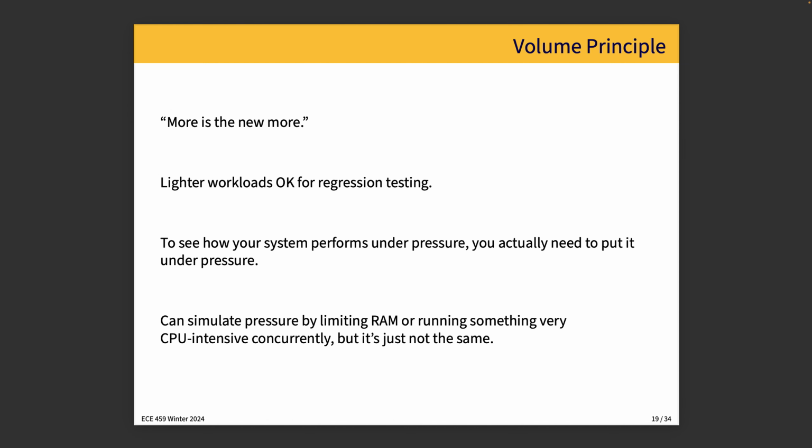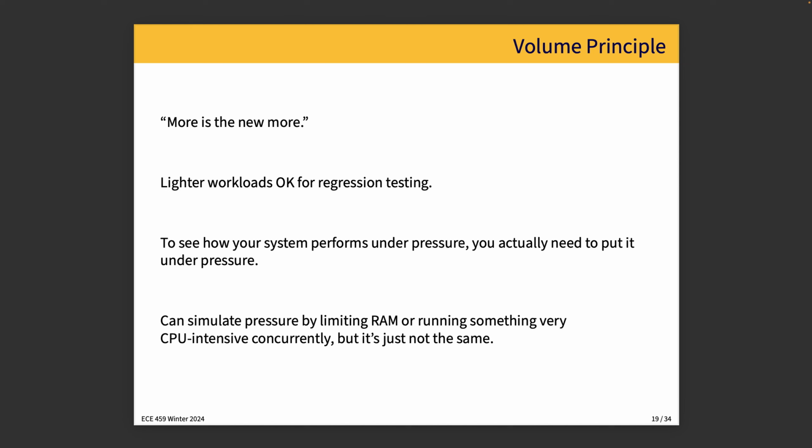And then there's the volume principle. And the volume principle says more is the new more. It's okay to use light workloads for regression testing, but if you want to see how your system performs under pressure, you have to actually put it under pressure, right? You can simulate pressure to some approximation by limiting the amount of available RAM, running it on an instance that has limited memory available, or running something very CPU intensive at the same time, but it's not actually the same as having a really high workload. Why is that?